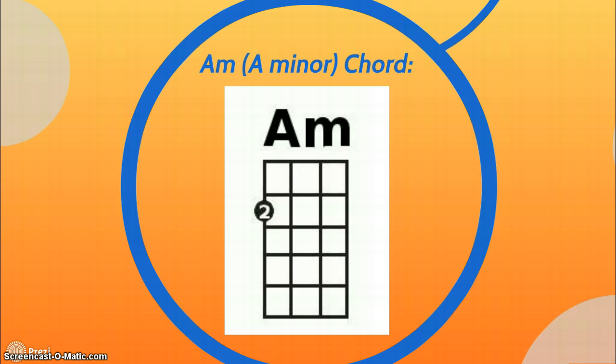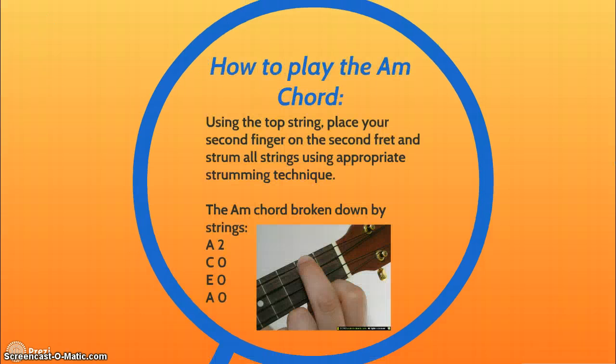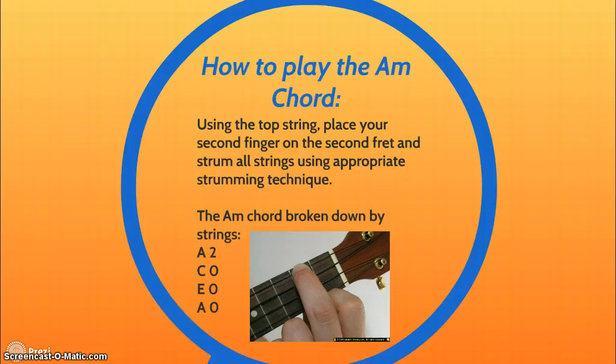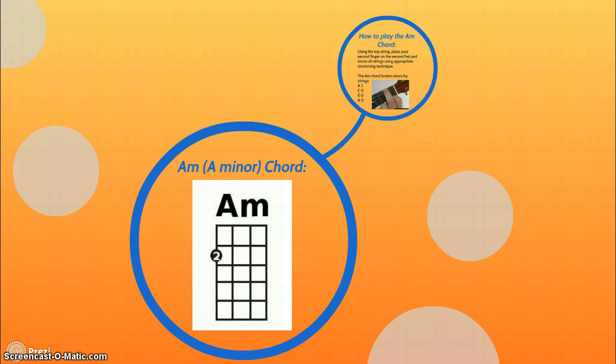The next chord that we learned in class is our A minor chord, and it looks like this. How to play the A minor chord: using the top string, so that's the one closest to your face, your head up. Place your 2nd finger on the 2nd fret and strum all of the strings using the appropriate strumming technique. The A minor chord broken down by strings is A2 because we have our finger on the 2nd fret, C open, E open, and A open. That's our A minor chord.